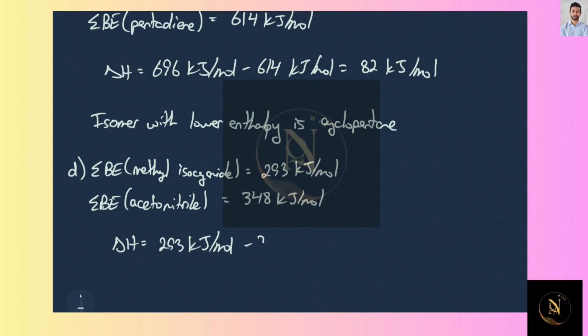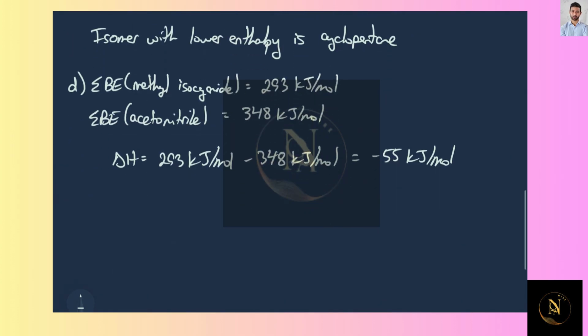and the delta H here will be 293 minus 348, and this will give me an enthalpy of negative 55 kilojoules per mole, exothermic. Therefore, the products have lower enthalpy, so the isomer with lower enthalpy is the acetonitrile.